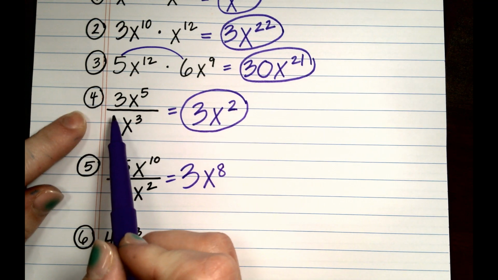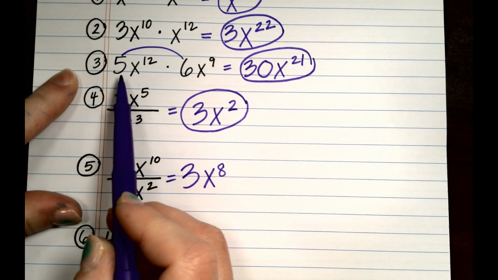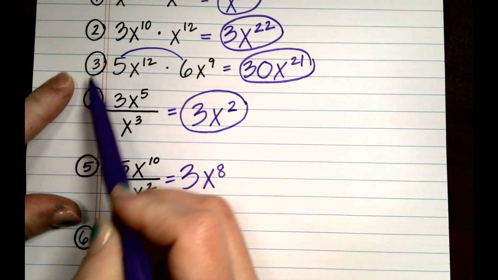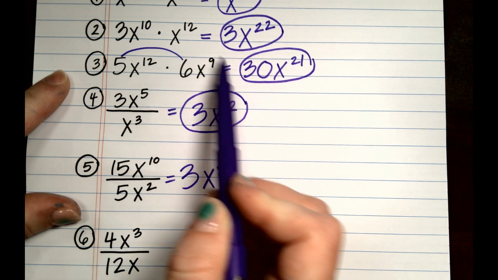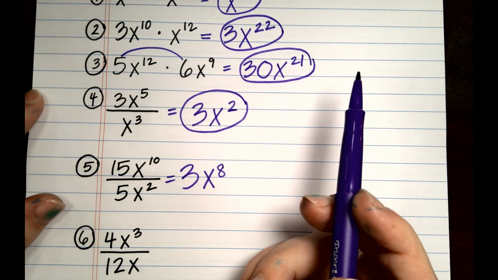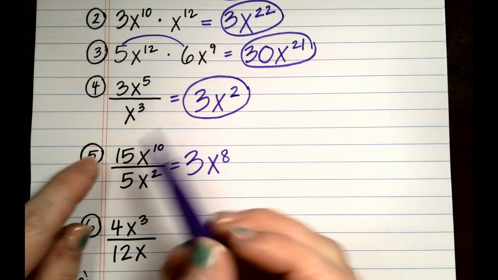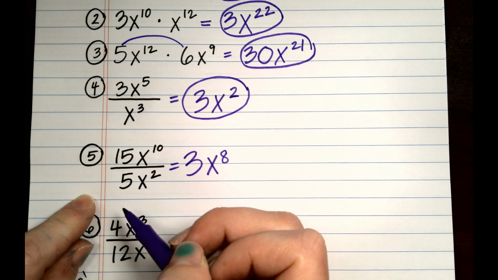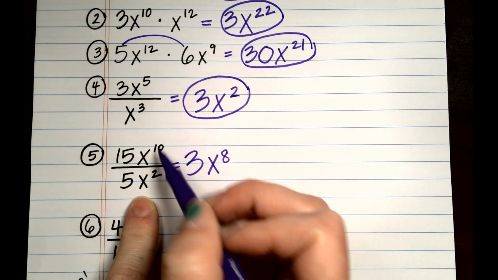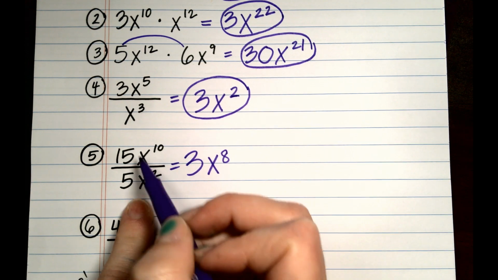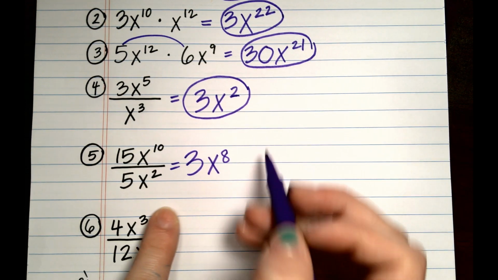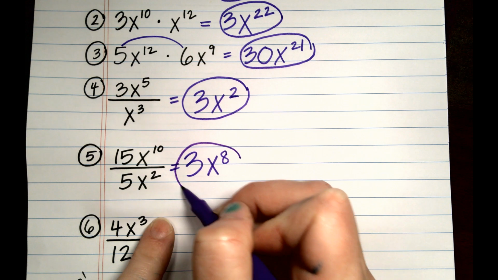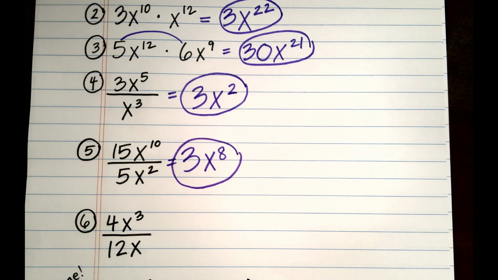Same with number 3. Going from multiplication to adding to multiply, that can be tricky. But whenever we have just regular old numbers, we divide like the regular old division. When we get to exponents, that's when we switch it up. So 10 minus 2 is 8. That's how we got 8th power. 3x to the 8th power.